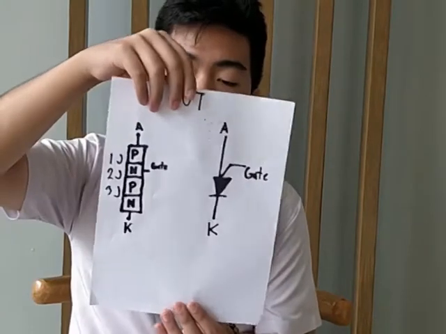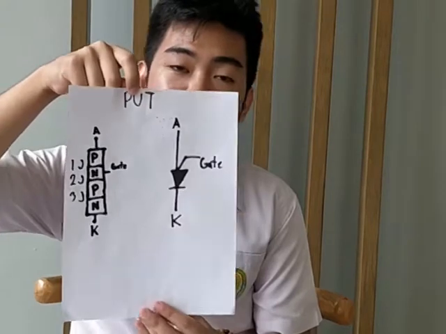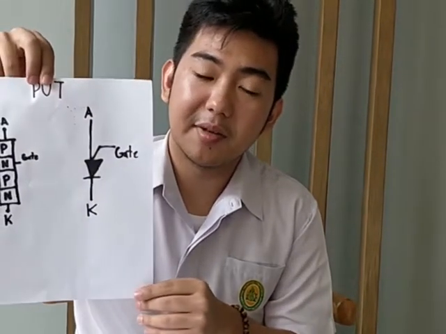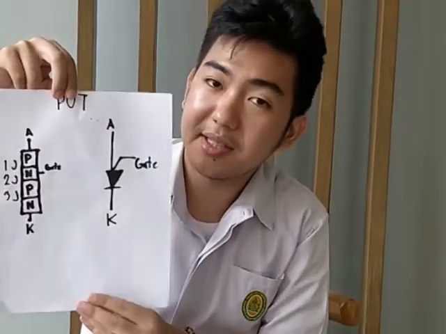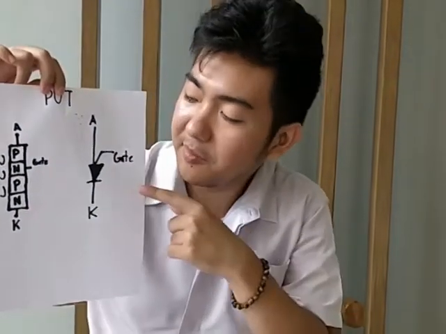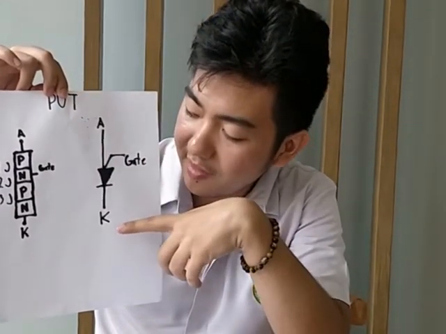I'm Mr. Soraya, and I'm going to discuss the PUT or the programmable unijunction transistor. I'm going to show you first the symbol and the block diagram of the PUT. The PUT is a type of thyristor. It has a 4-layer semiconductor material, a PNPN. It has 3 junctions that are connected to the cathode and the anode. This is the symbol of the PUT. It has an anode, gate, and cathode.